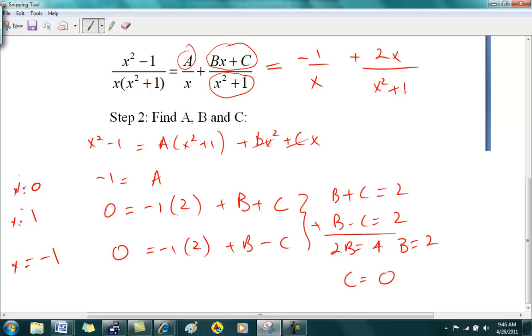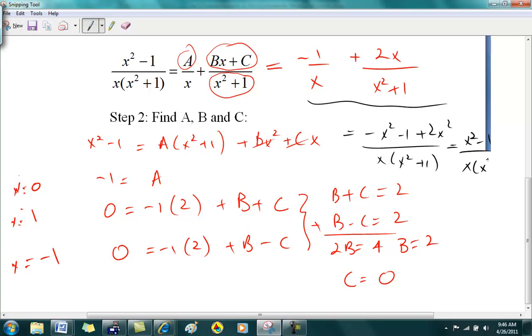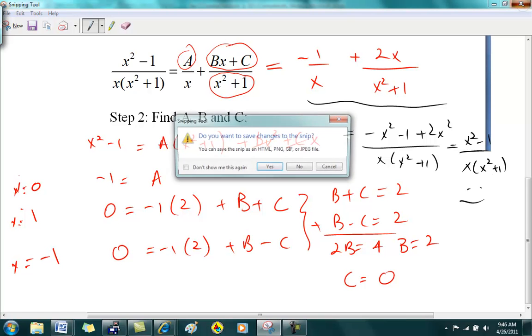Is this giving me the right thing now? If I combine these two, I get minus x squared minus 1 plus 2x squared all over x times x squared plus 1. And this indeed gives me x squared minus 1 all over x times x squared plus 1. So not smoking this time. All right, so that's partial fractions.